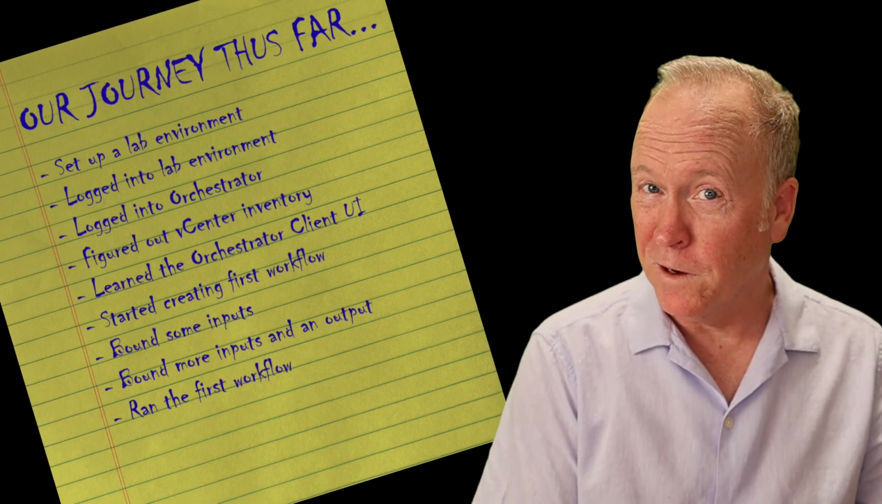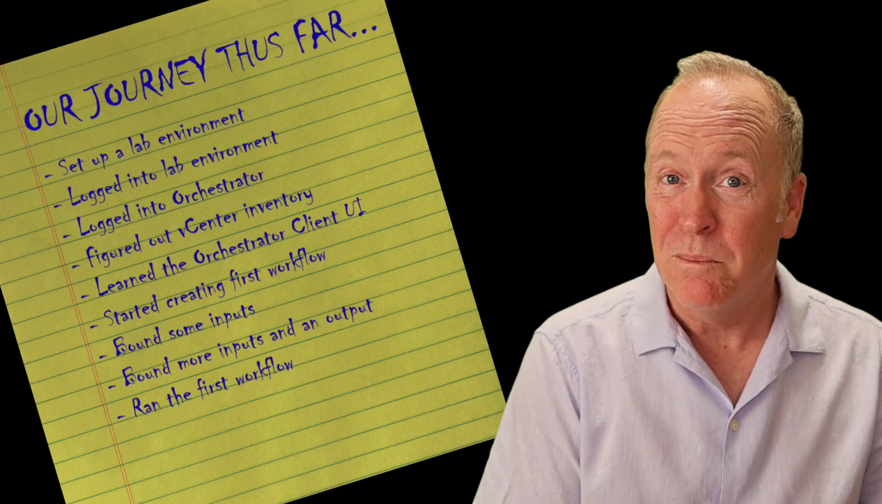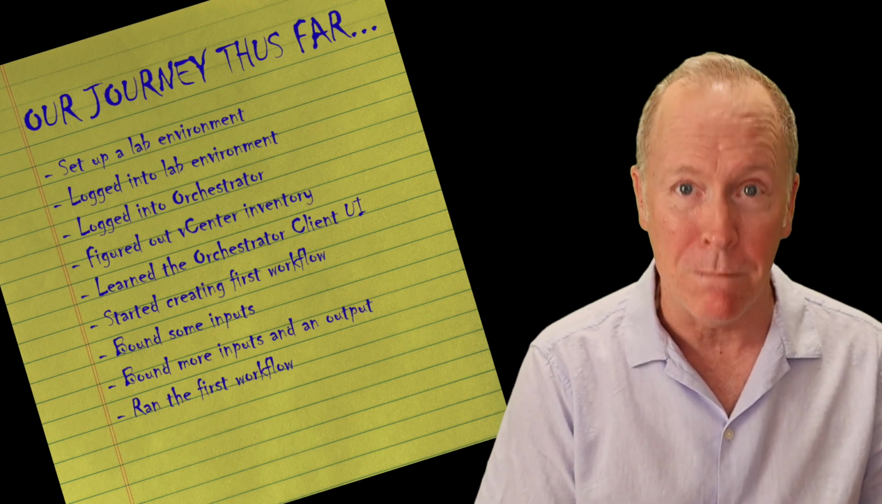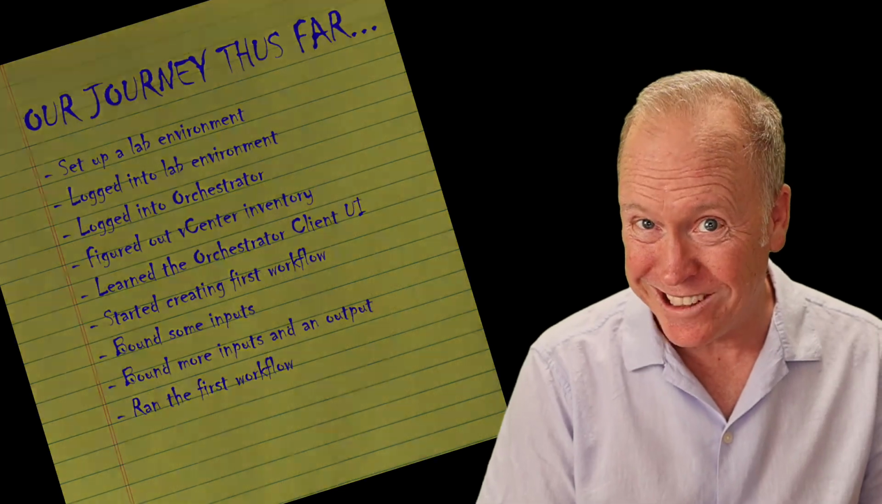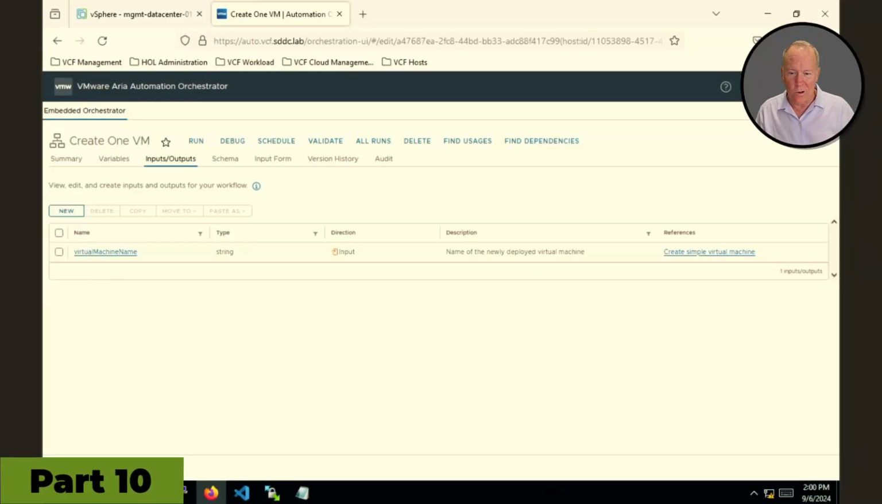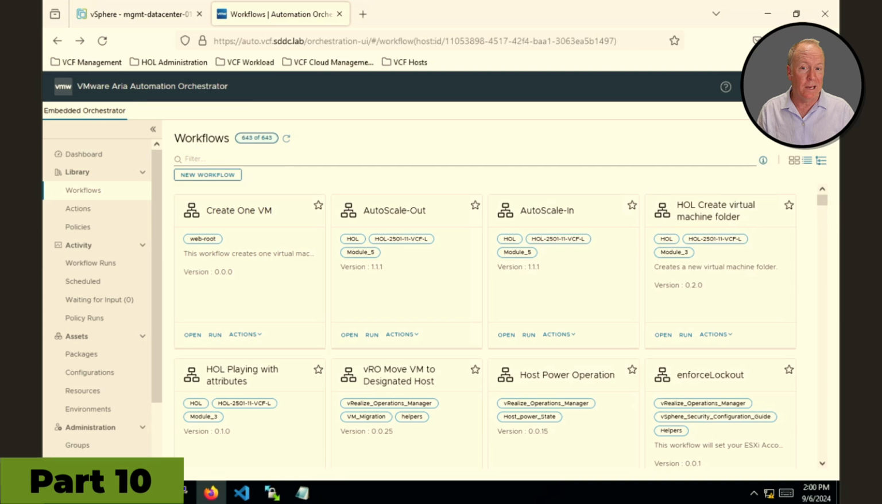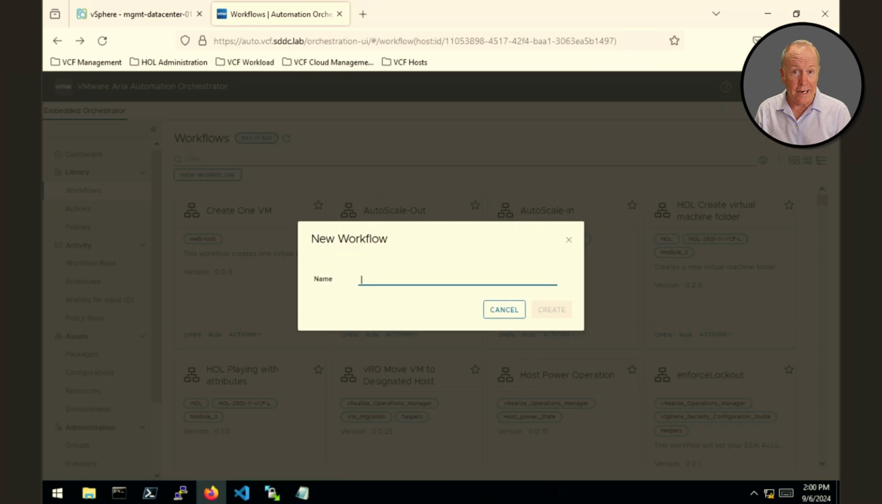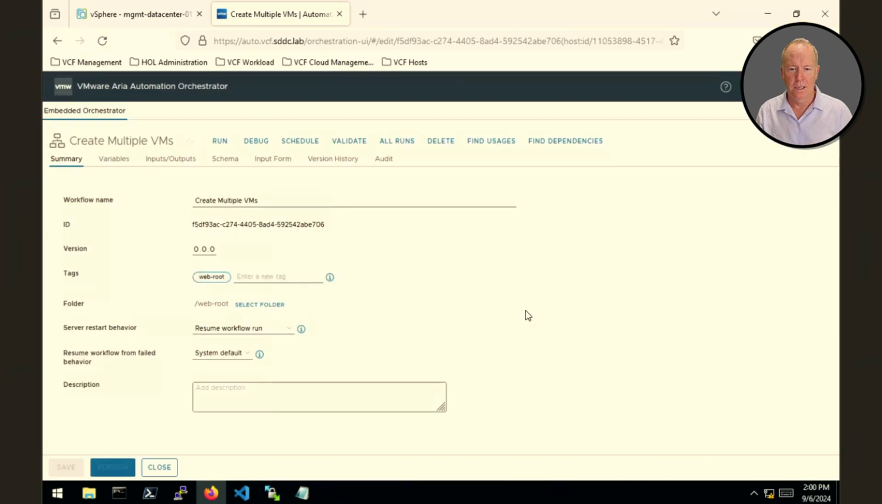All right, our first workflow ran successfully, but now we need to create another workflow that's going to deploy multiple virtual machines. Let's get started. Let's close out of our first workflow, and what we're going to do next is create a second workflow. Once again, we'll do so by going to New Workflow, and I'm going to call my workflow Create Multiple VMs. We'll click Create, and again, there are various settings that we could set here, but I always type a description for every workflow I create.